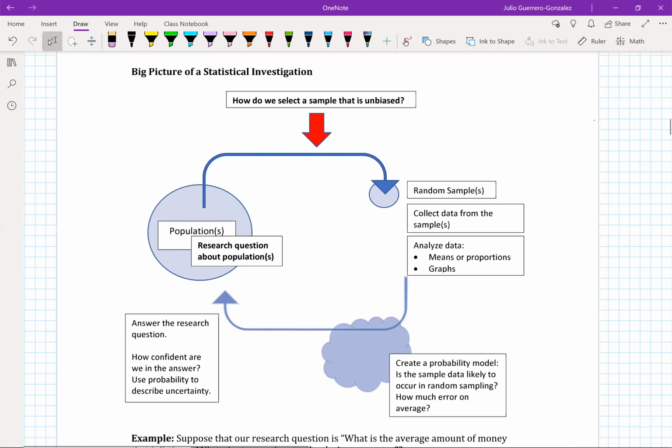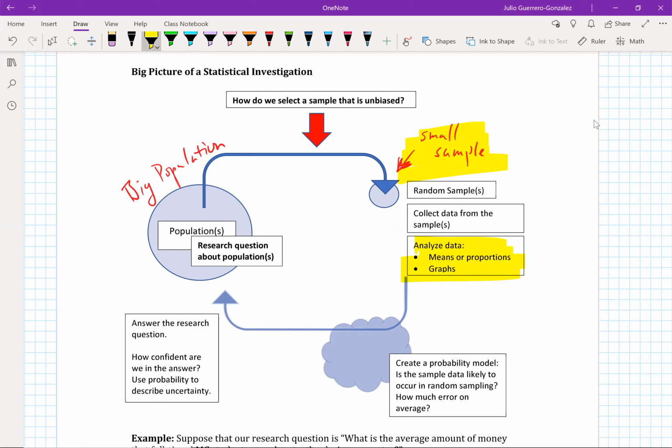Here's the overall picture of what's happening. What we have here is the big population. Does that make sense? Yes. What we do is we choose a small group, and that's going to be what's called our sample. We're going to choose a small little group, and in this small group we're going to analyze them and collect the data from them. From there, we move down here.